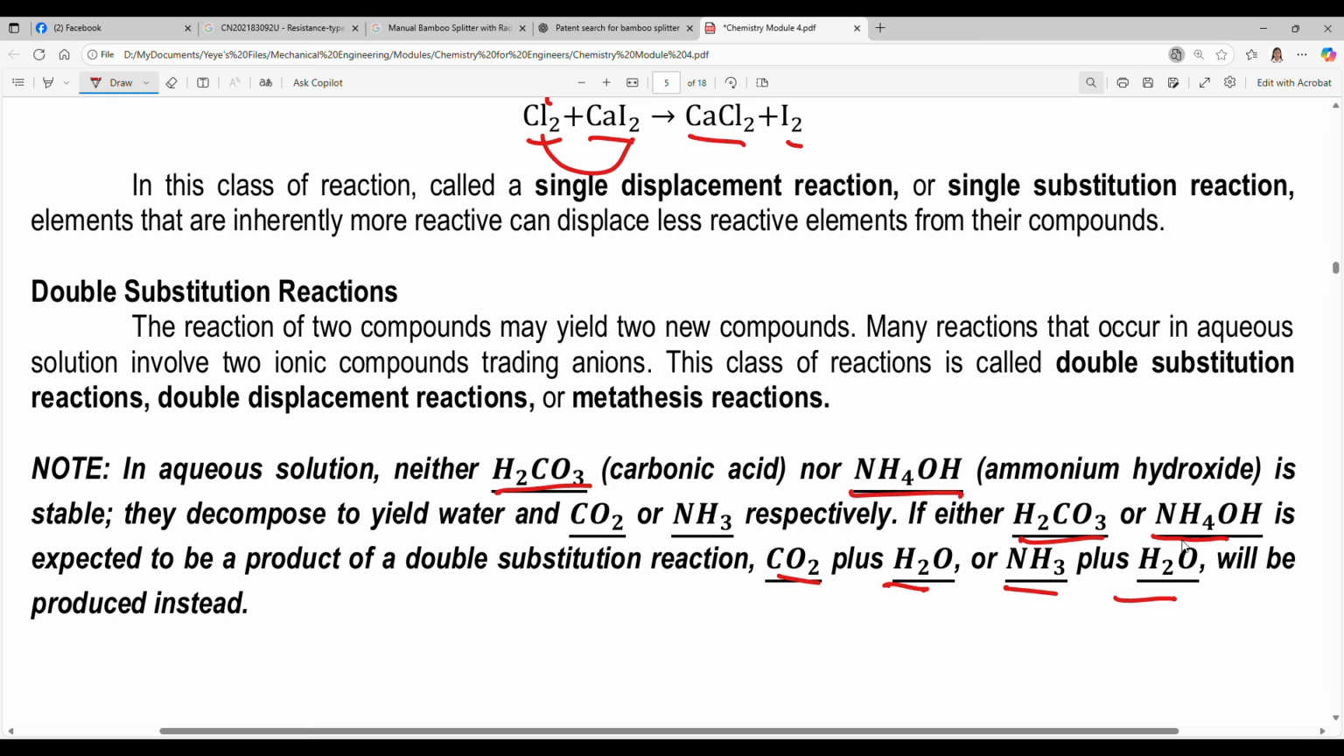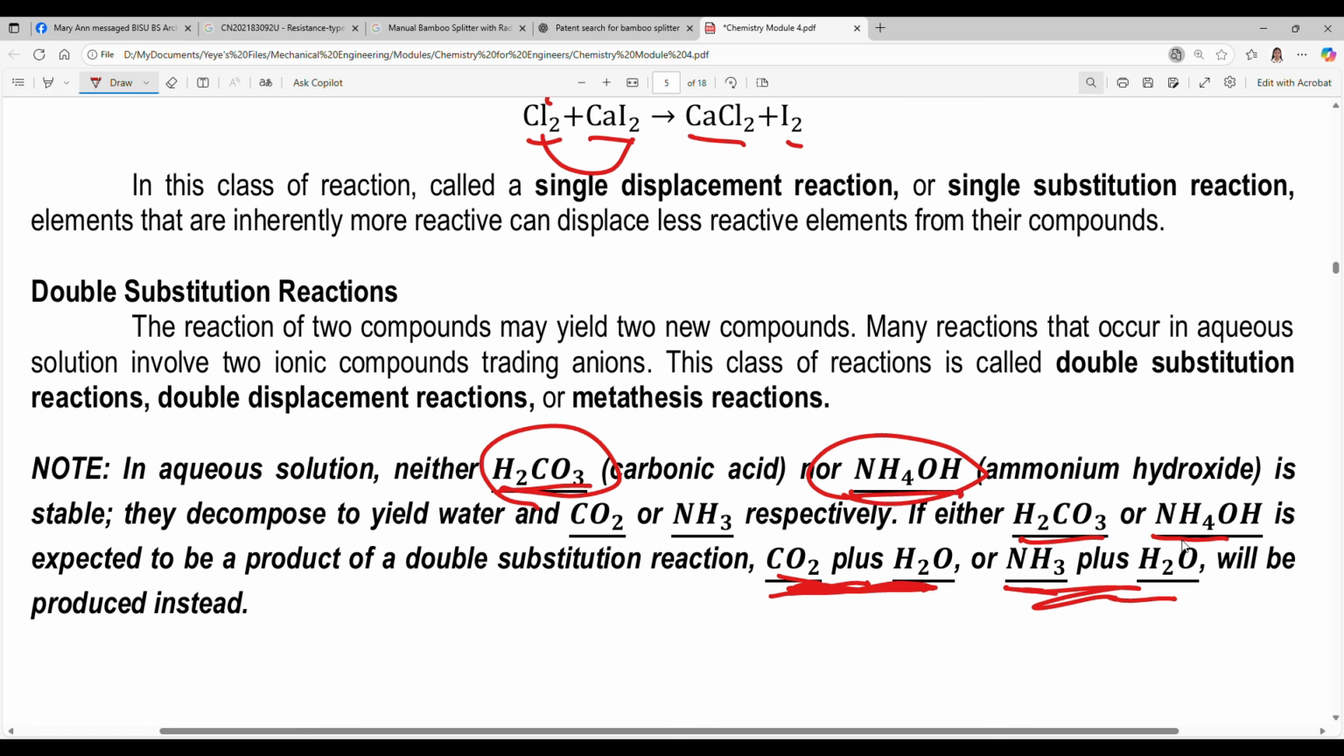Again, if the reaction undergoes double substitution and these are the expected products, since dili pa man na siya stable, kinahanglan pa na siya mo decompose into simpler forms like carbon dioxide and ammonia.